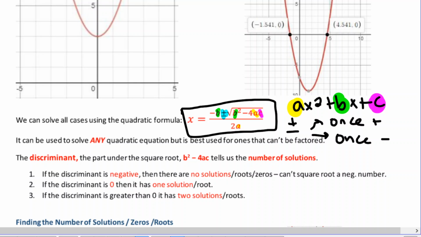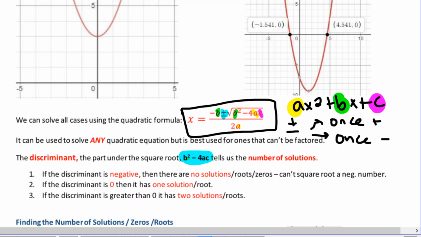There's an important part of this formula, and it's called the discriminant. It's that value, that portion of the equation underneath the square root. It's that b squared minus 4ac. And why is this important? Well, through our radicals unit, we learned that there's specific things we can and can't do with radicals. Right? We can't square root negative numbers. So this part, the discriminant, is going to help us tell us the number of solutions. So if we have one answer, if we have 2 answers, or if we have no answers.